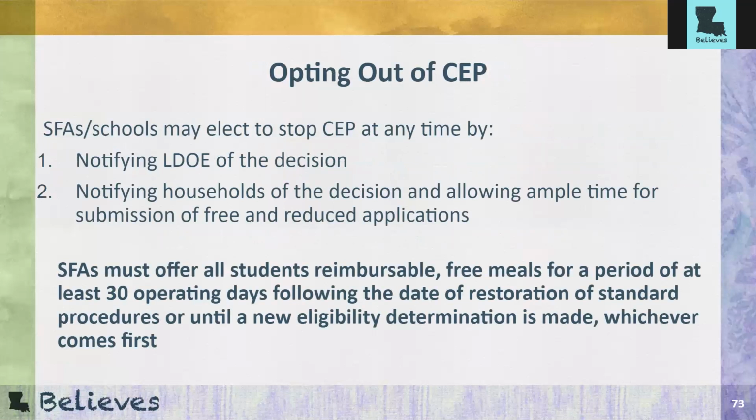Opting out of CEP: if a school system decides that they want to stop CEP, then they have to notify LDOE of that decision. And then you have to notify the household of your decision and give ample time for submitting of free and reduced applications. School systems must offer free reimbursable meals for a period of at least 30 days following the date of restoration of the standard procedures.